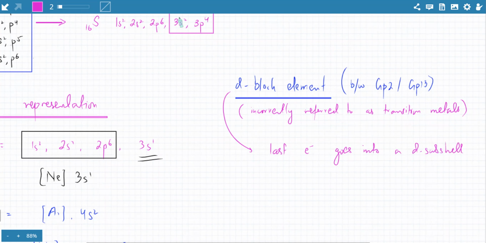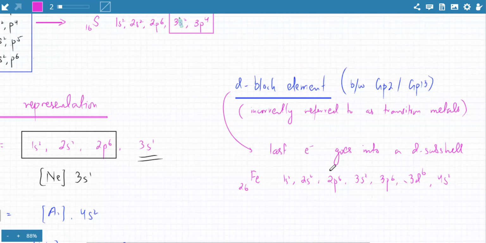According to the Aufbau principle, for example, iron has a total of 26 electrons. So that's 1s2, 2s2, 2p6, then 3s2, 3p6, and then 4s2, and then 3d would have 6 electrons. So the last electron, according to the Aufbau principle, goes into the d subshell.